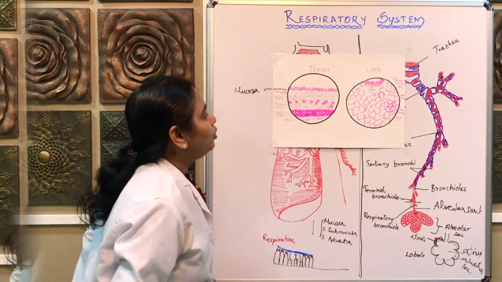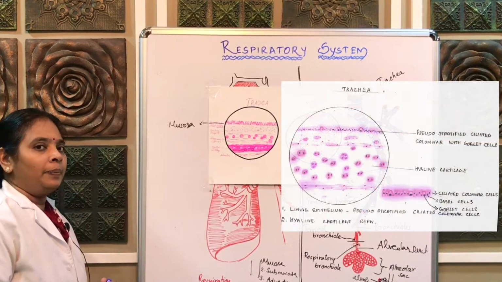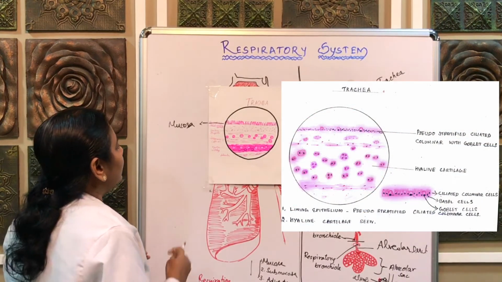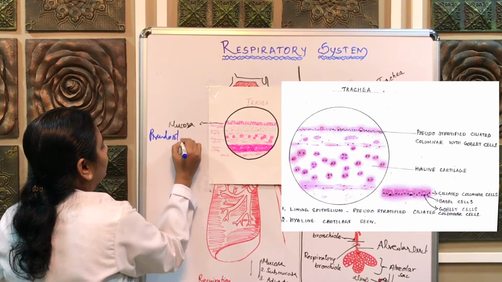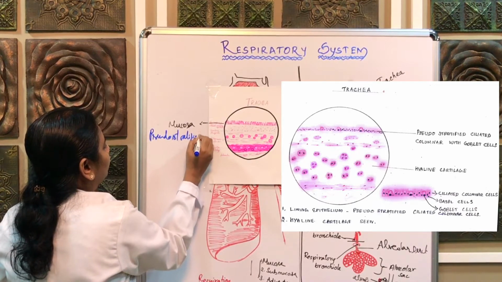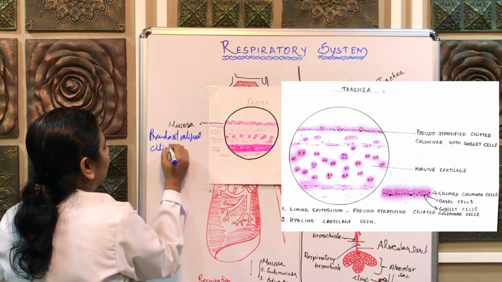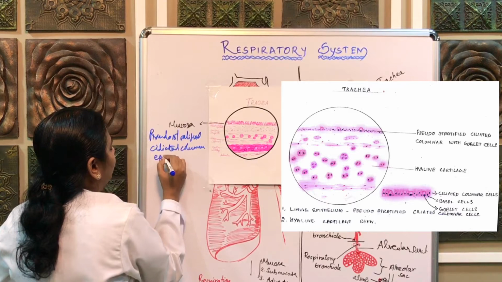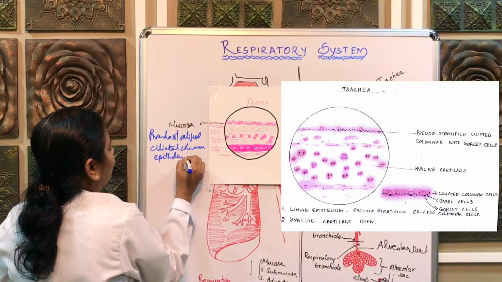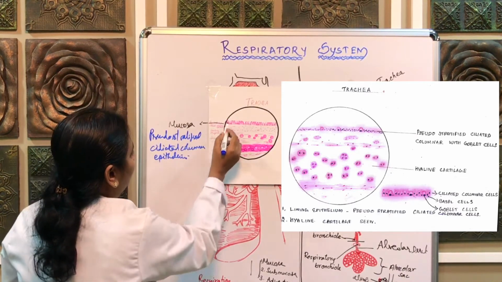First one is the mucosa, that is the lining epithelium, that is the respiratory epithelium, that is the pseudostratified ciliated columnar epithelium. So it consists of, what are the types of cells?